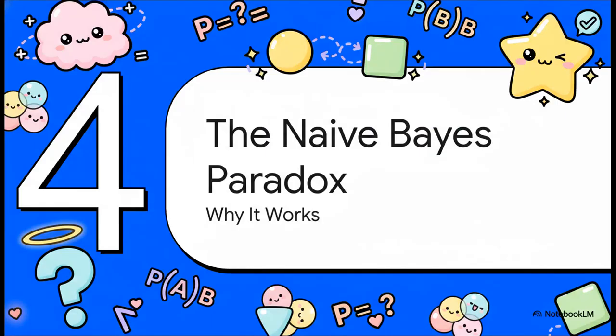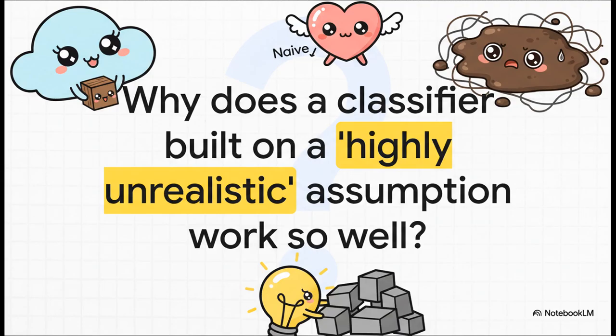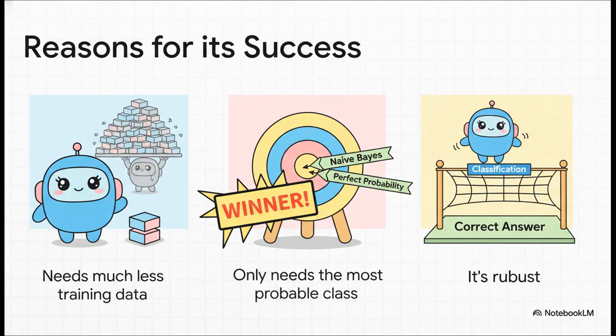Which brings us to the final and maybe the most mind-bending part of all this. We have an algorithm that is built on a foundation we know is just plain wrong, the idea that all these features are independent. And yet, it works. It works incredibly well. So what is going on here? This right here is the naive Bayes paradox. How can something built on a highly unrealistic assumption, something so simple, be so ridiculously effective in our messy, complicated real world?